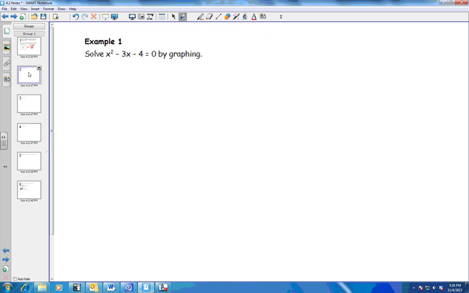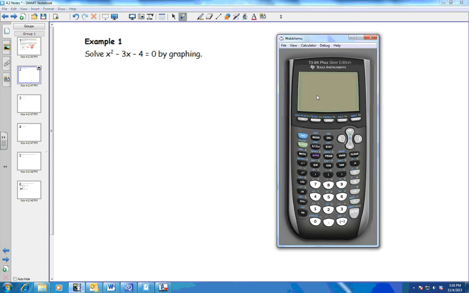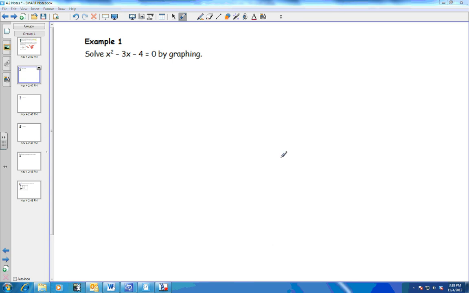Example 1 says solve x squared minus 3x minus 4 equals 0 by graphing. All right, so we're going to graph this in our calculator. Y equals, I guess I need to turn it on. So y equals x squared. Is it not going to square? Okay, hang on a second. My calculator's not working for some reason. Let me see if I can bring it back up.